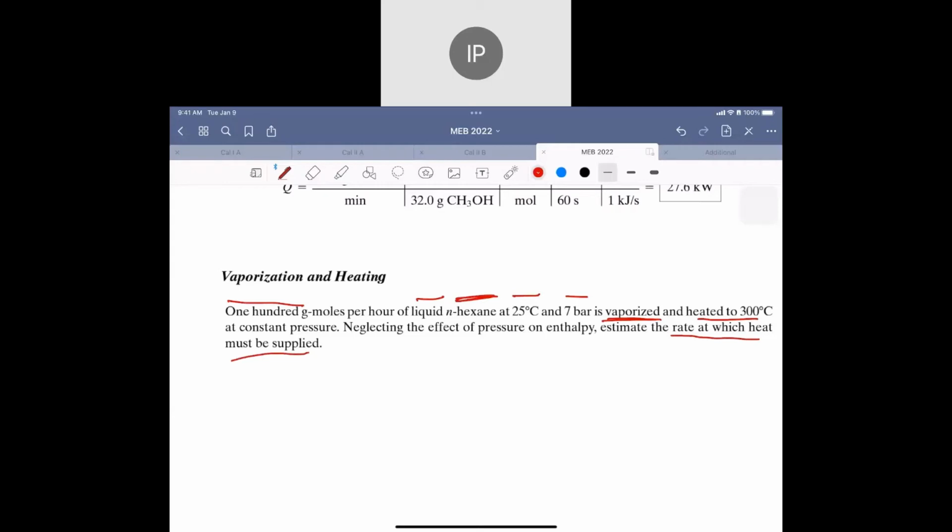So the heat rate, okay, which means that we could start with the balance. Generally, we start with table B1, checking the delta H for heat of vaporization, which is 28.85 kilojoule per mole. This is at the boiling temperature of 69 degrees Celsius.